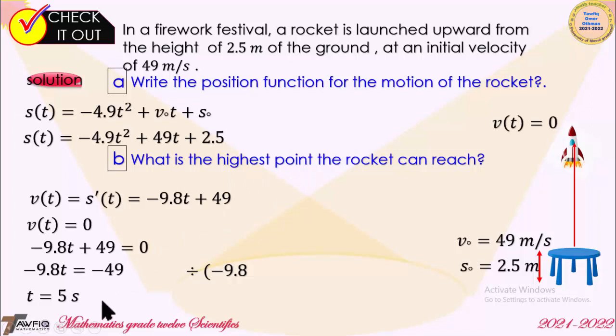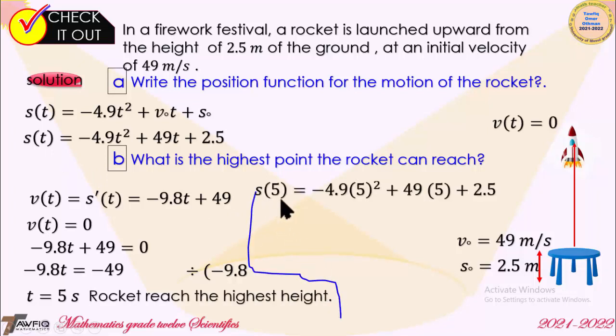Therefore, we must find the distance. That means replace 5 in s(t), the position function. That means s(5) is minus 4.9 times 5 squared plus 49 times 5 plus 2.5. It becomes s(5) equal to 127.5 meters. This is the highest point which the rocket reached.